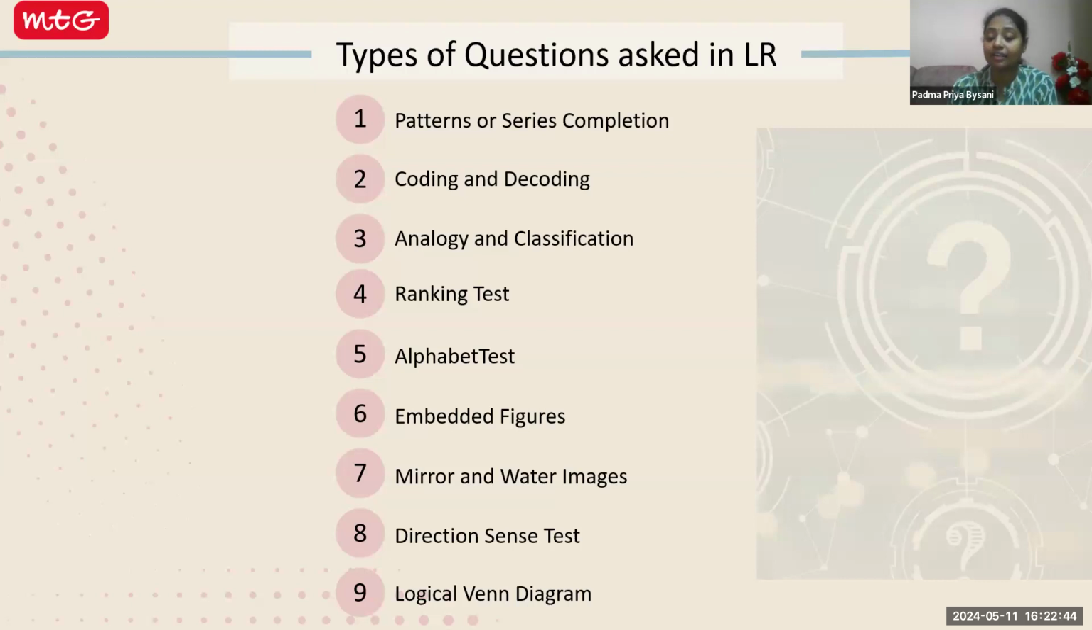But what is LR? What type of questions do we get? Let's have a glance here. Here you can see many types of questions are given: pattern and series completion questions, coding and decoding, analogy and classification, ranking test, alphabet test, embedded figures, mirror and water images, direction sense, logical Venn diagrams. Of course, I don't say all these types of questions are going to be in every grade. Since it is a demo session, here we have kids from class 2 to 8. Depending on the class and grade, certain topics will be in primaries and certain topics will be in higher.